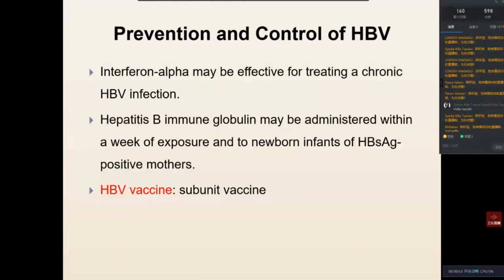So that's one useful method, because previously the vertical transmission of HBV was a big problem. Once the mother is positive, her kids will probably catch it and be positive. But if we now use immunoglobulin to prevent infection in the infant, the baby can be healthy. Or we can use the HBV vaccine. This is a subunit vaccine containing the surface antigen, HBs antigen.